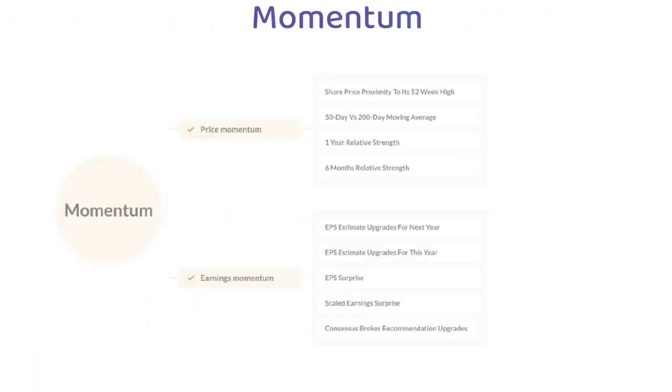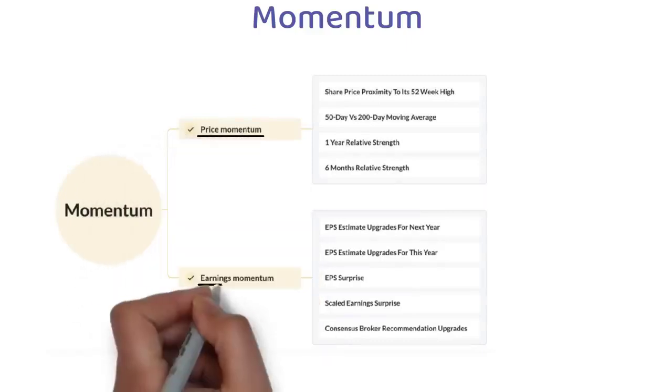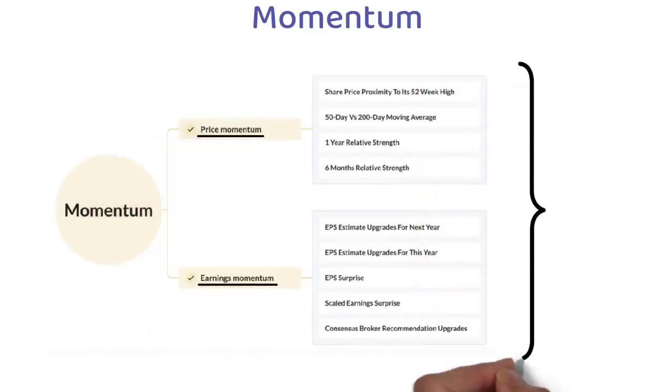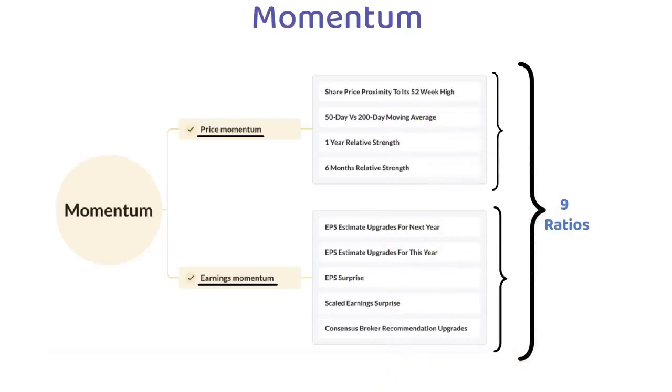Lastly, there is the momentum screen, which focuses on ranking stocks based on their price and earnings momentum. The momentum rank uses 9 different ratios: 4 for price momentum and 5 for earnings momentum, making the system rather robust.